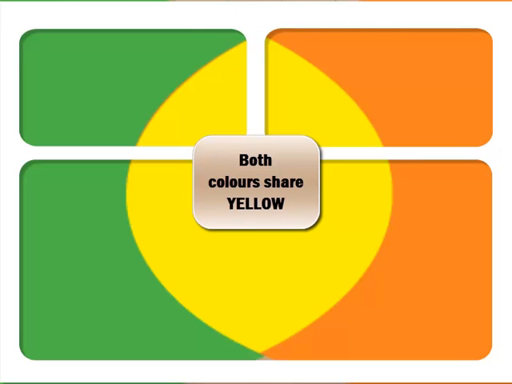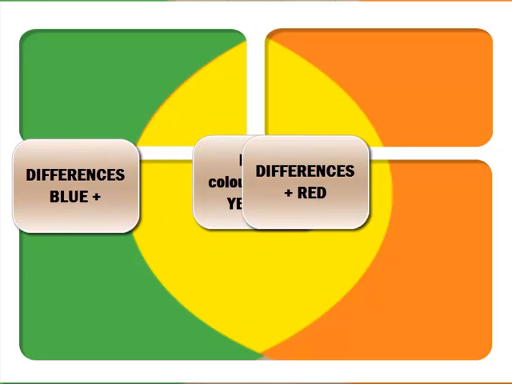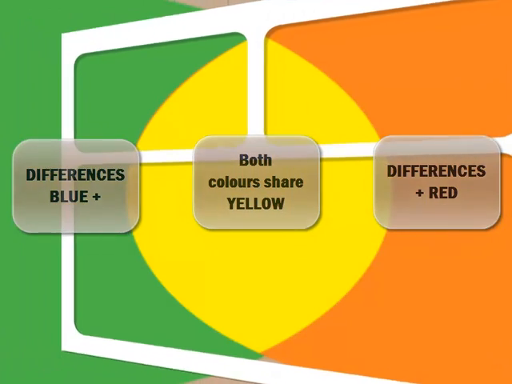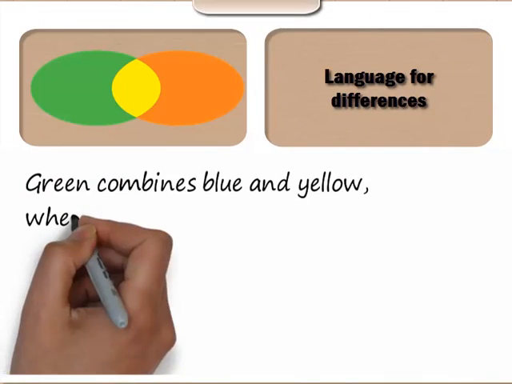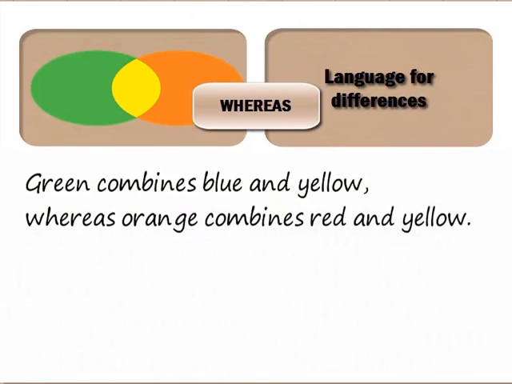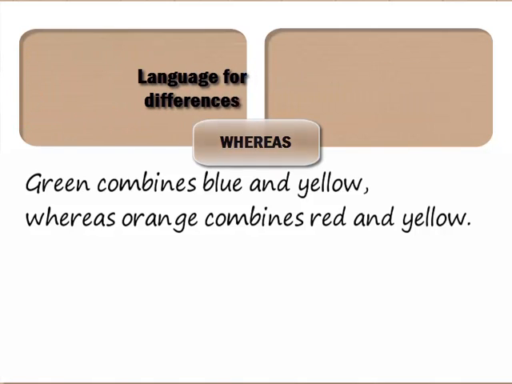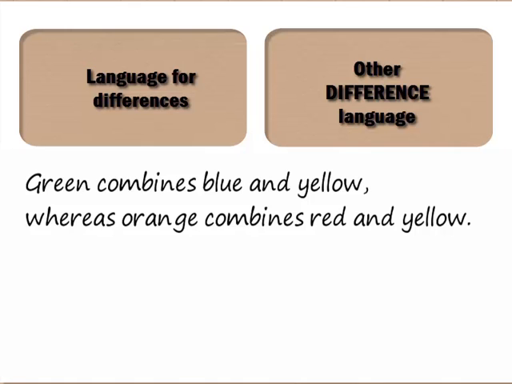We can see the differences too. Green is made of blue and yellow, whereas orange combines yellow and red. I'm sure you are familiar with the colors, but let's look closely at the language. For differences, I just used the word whereas and combined two clauses together. Green is made of blue and yellow, whereas orange combines yellow and red.